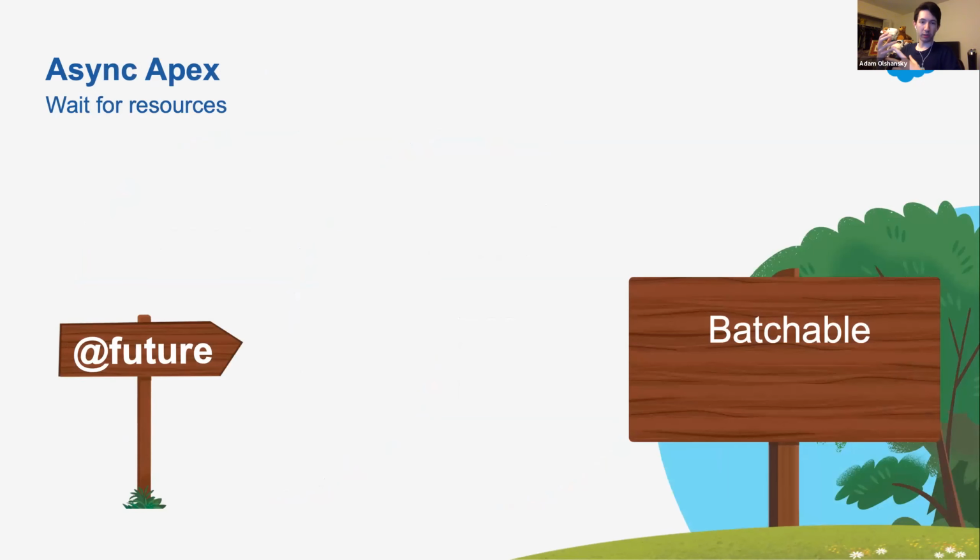We're also probably familiar with annotations in code, right? We might see invocable Apex if we're working with Process Builder or Flow. And we're also familiar with interfaces and things like Batchable that give us some extra properties as well.